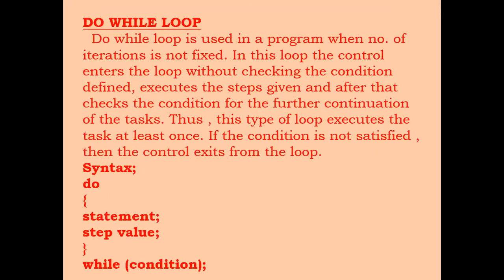Next, the do while loop. The do while loop is also used for a known number of iterations, and it is an exit control loop. It means that the condition will be checked while coming out of the loop. As you can see in the syntax here, do, the statement, and then the step value. And then outside I have the while condition.